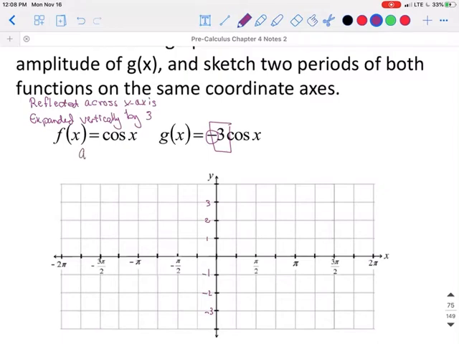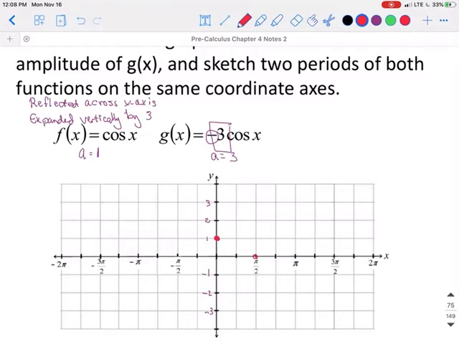Now we do know that the amplitude for the regular cosine function is just 1, but the amplitude in the g of x in this case will be 3. Now when you go to just graph the cosine function, instead of starting at 0, 0, it's always going to start at its highest point. So since our amplitude is 1, it'll start at 0, 1. It is still going to change every pi over 2 for your interval.